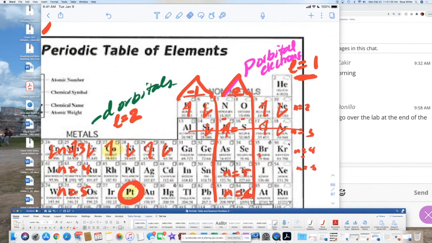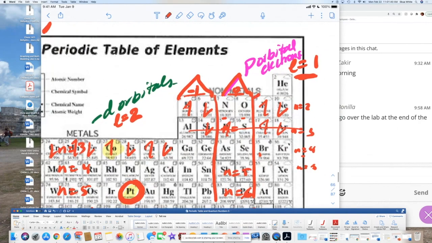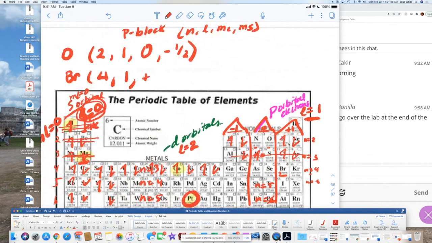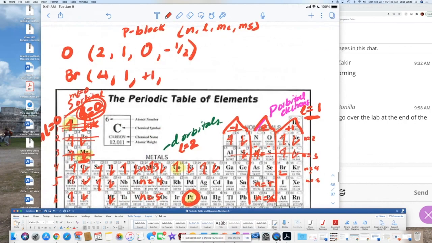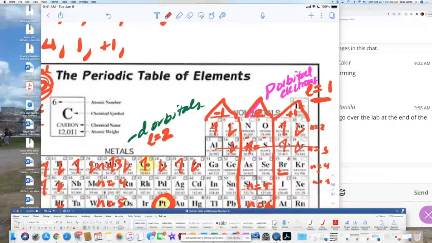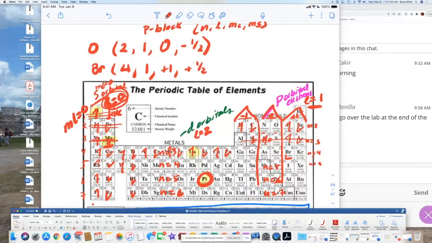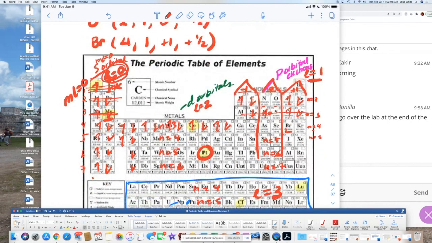I don't know, there's a lot of stuff written here. So I'm going to say positive 1 M sub L for bromine, right? Positive 1. And then for the electron, bromine is the first one in M sub L positive 1. So it's going to be plus 1/2. Okay, that's it for my P block. Do y'all want me to work on anything extra in the P block? I still have these two to go, right?